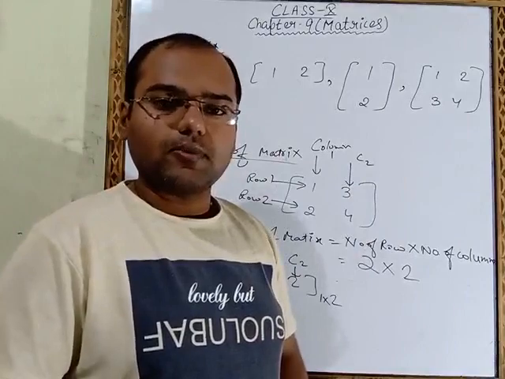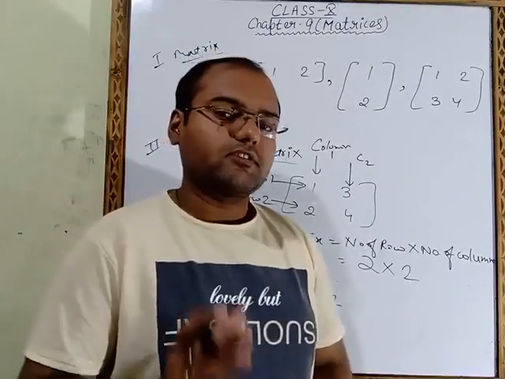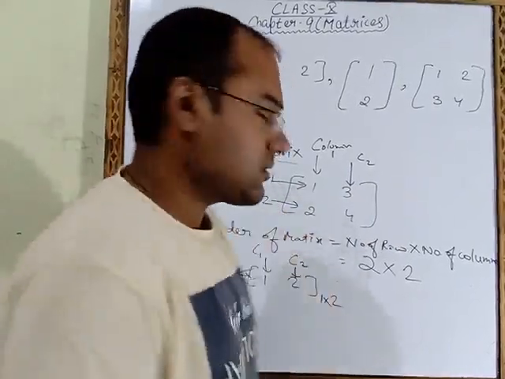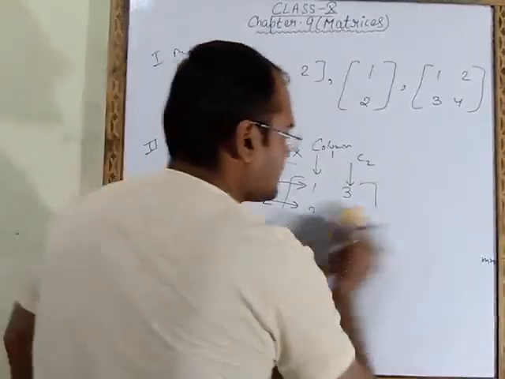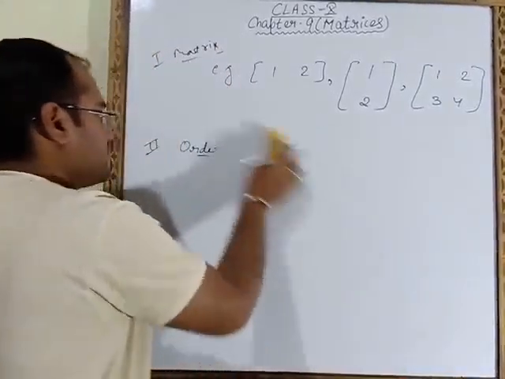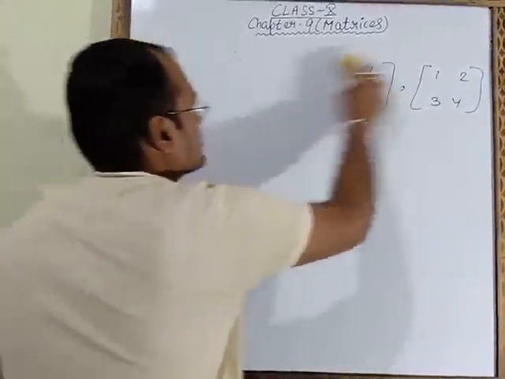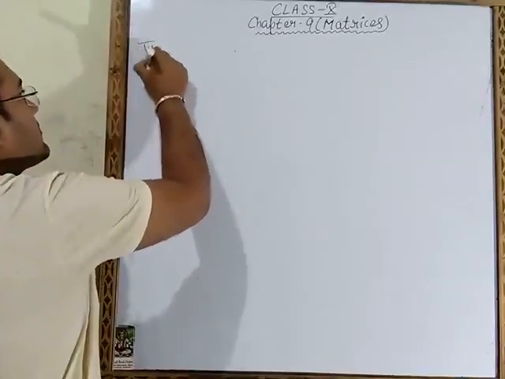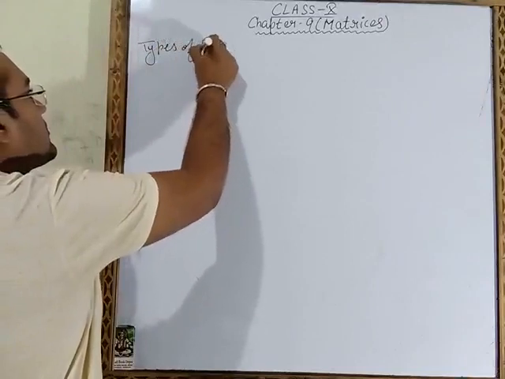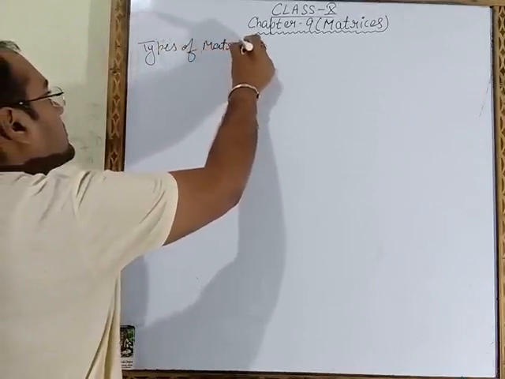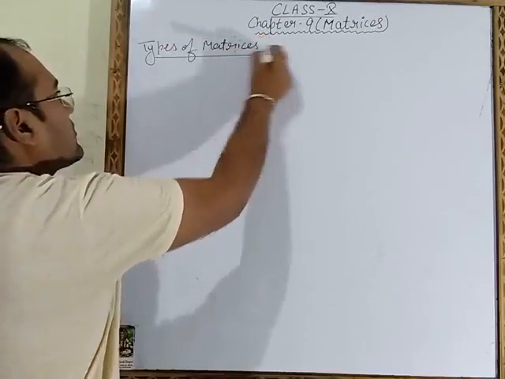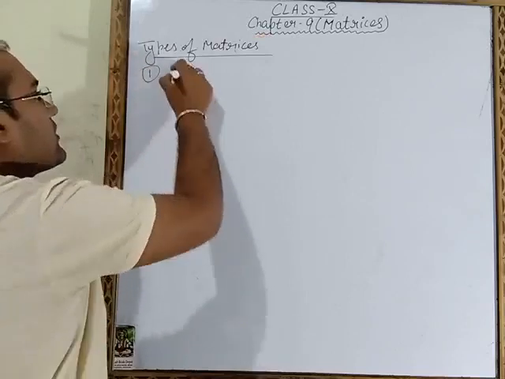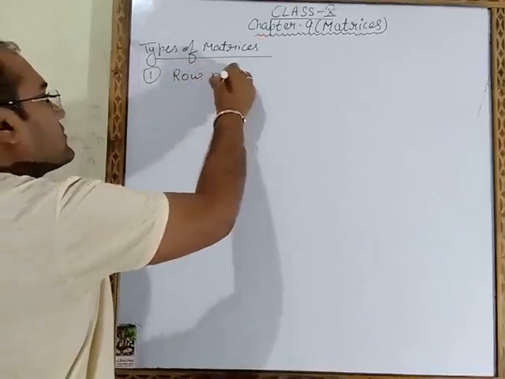Now come to the next topic. Now we will study types of matrices. The next topic is types of matrices. So the first one is row matrix.